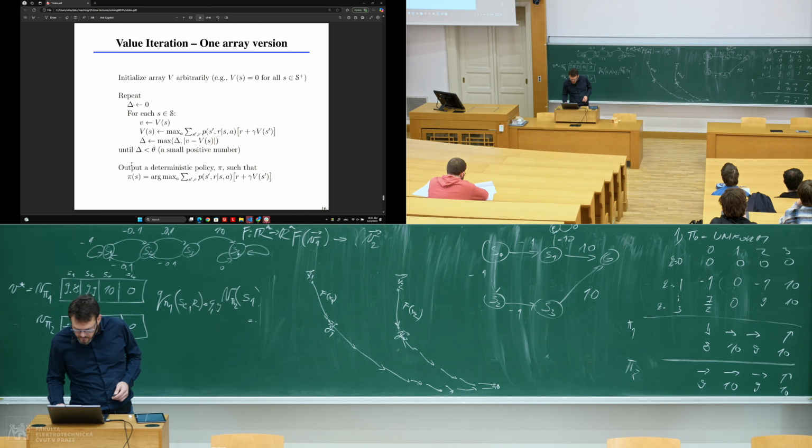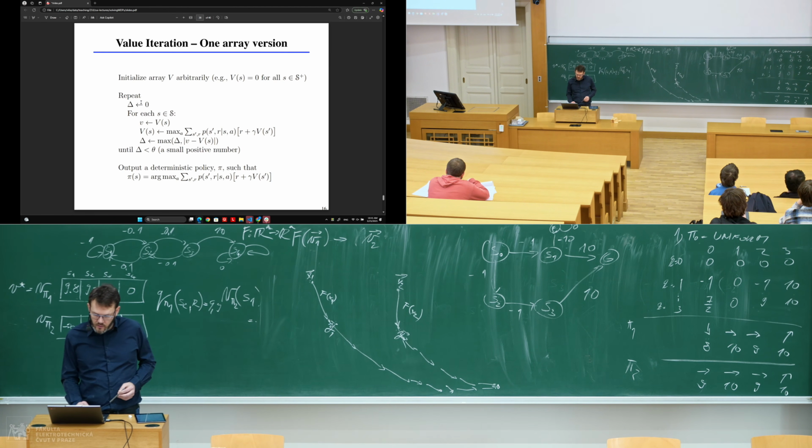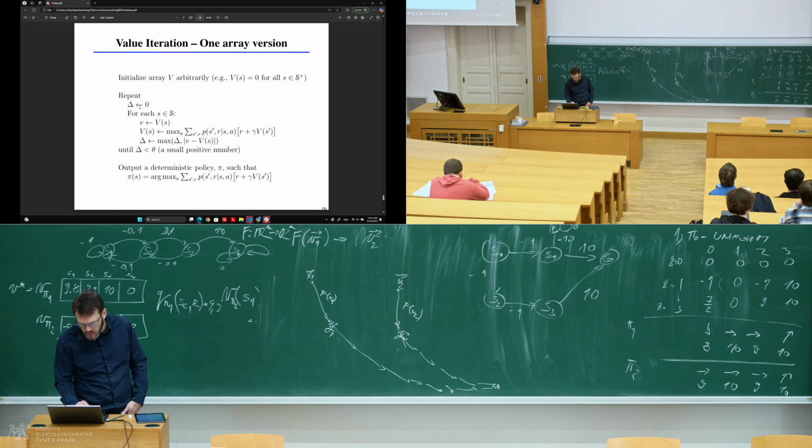We have an example. So at first, the algorithm. The algorithm is easy. Again, you compute some delta to know when to stop. You go over all the states. You look at the current value of that state. You compute the new value of that state based on picking the maximal action and taking the expectation of that action. If that change is not too large, you finish.